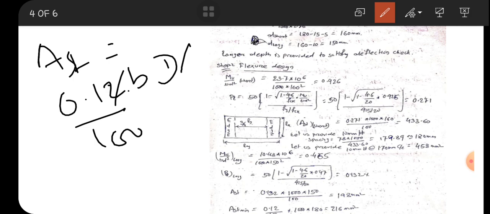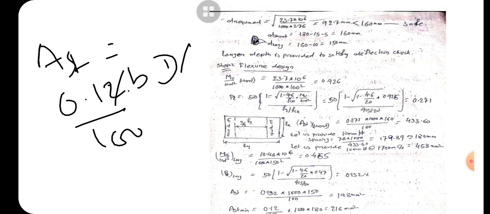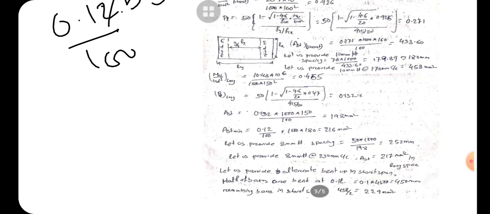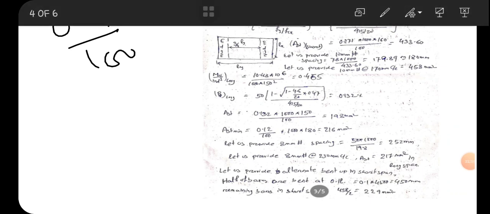Then calculating the reinforcement in the longer direction. For the longer direction, Mu y by bd, and then we will calculate pt in long span. Just as we provided in the short span, we will provide the same in the long span, but with some exception. What is that exception? That exception is that the reinforcement requirement in long span is minimum as compared to short span.